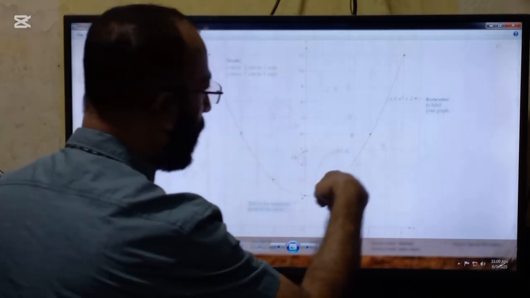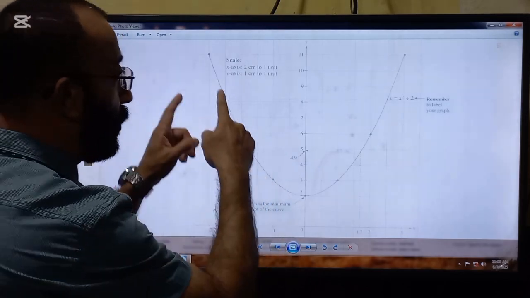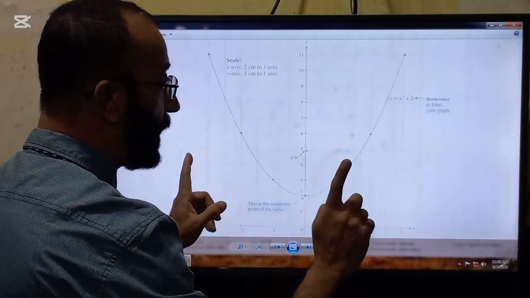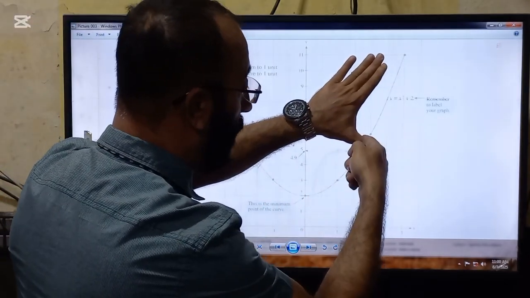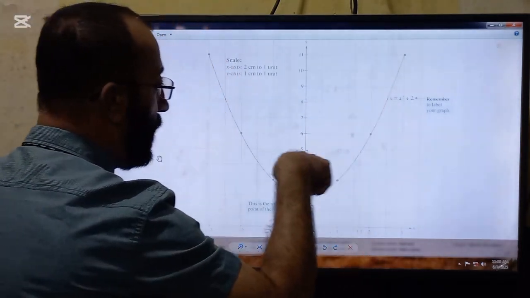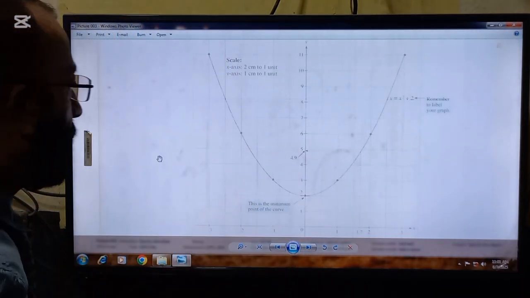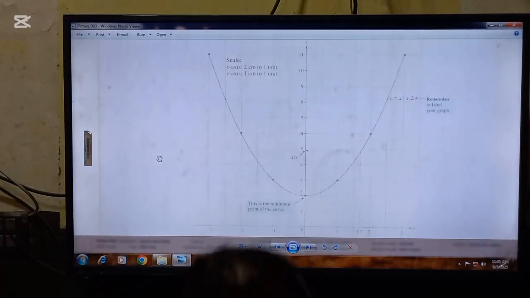Join the points with the help of the freehand. Do not join the points with the help of the scale. Join the points with the help of the freehand curve. So this is the graph done now.